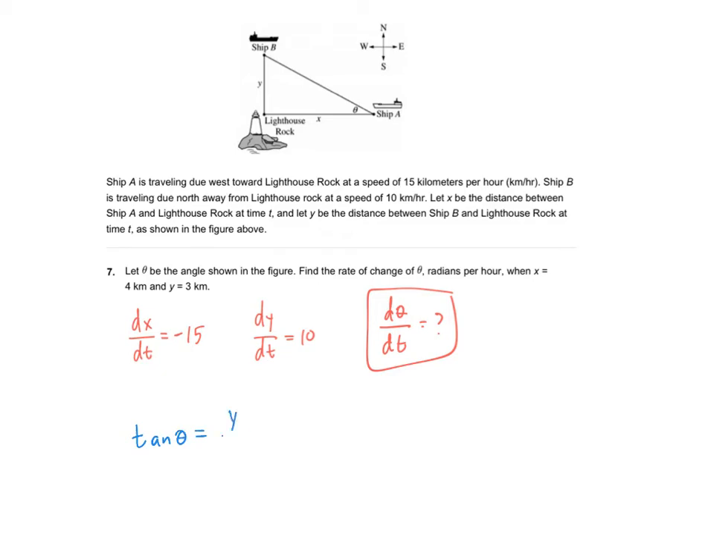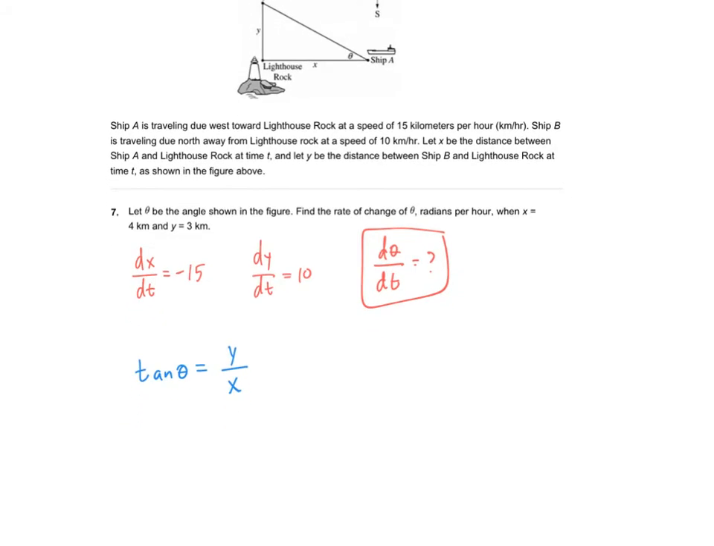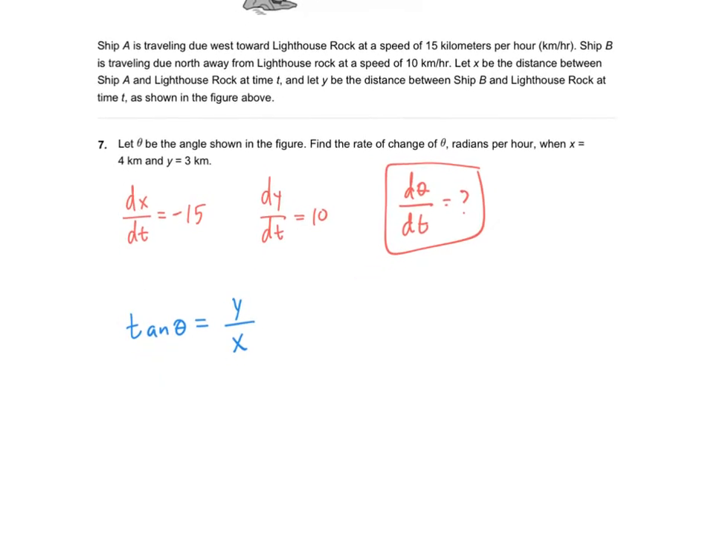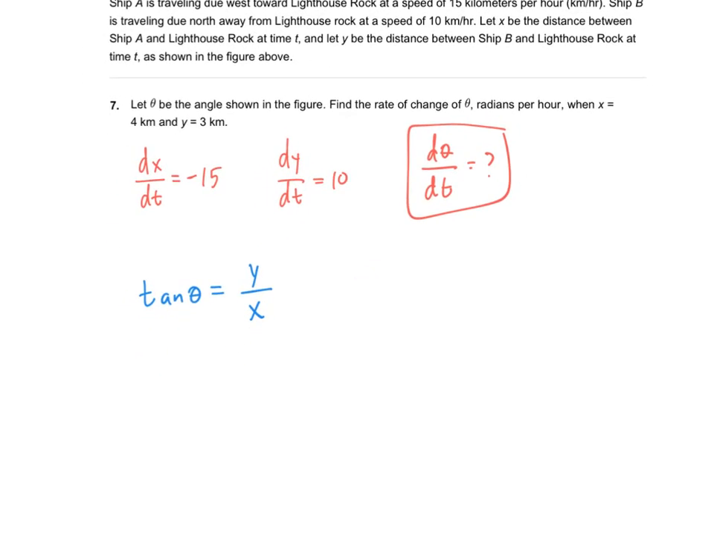Okay, so that's opposite over adjacent. So now we'll take the derivative. The derivative of tan is secant squared, and then chain rule, d theta dt. Here we'll have to do a product rule. All right, derivative of the top, the derivative of y is dy dt, times the bottom, minus the top times the derivative of the bottom, dx dt, all over the bottom squared.